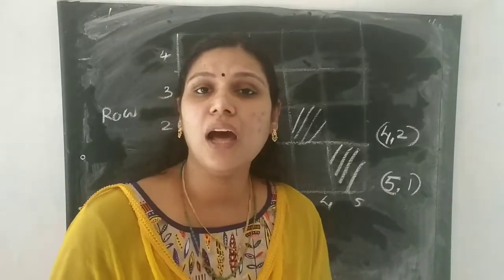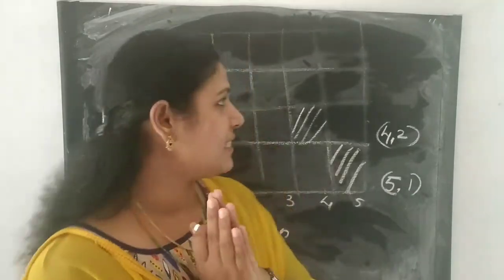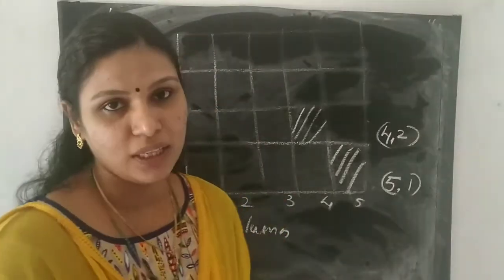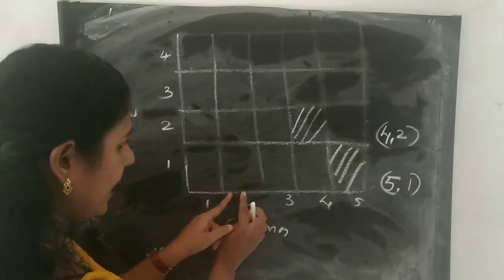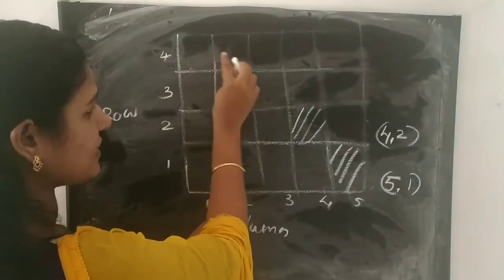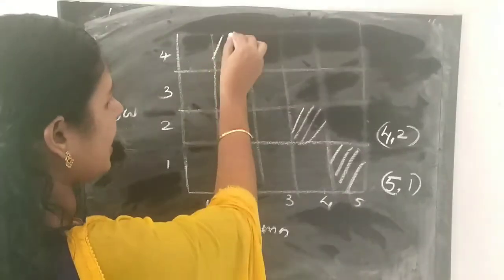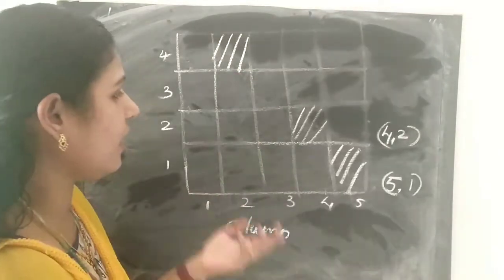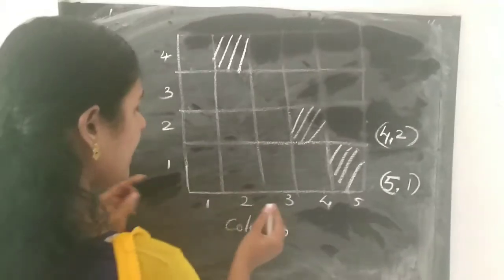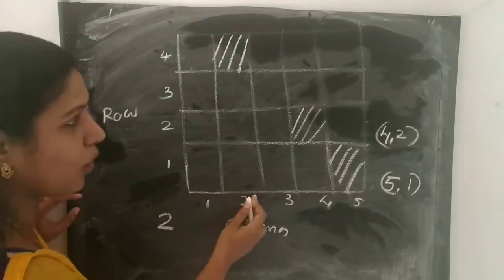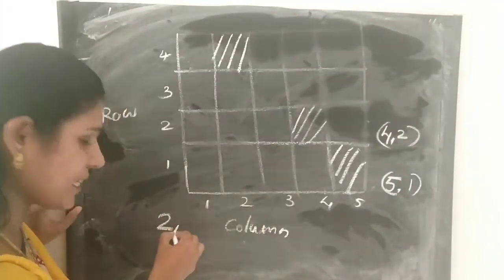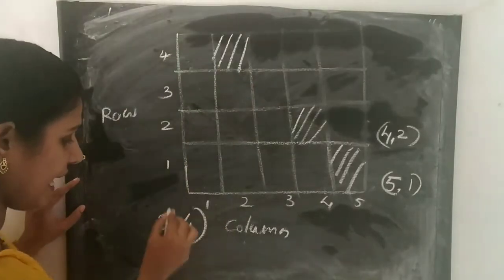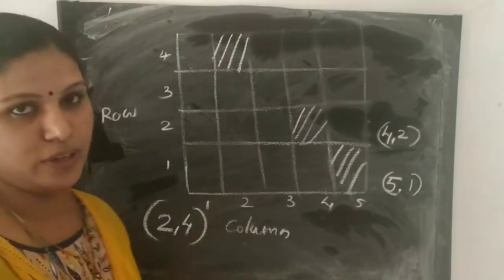Understood? Now Anvia is sitting in the second column and the fourth row. Here is the second column and the fourth row is this. Anvia is sitting here. So how can we write Anvia's position? The second column first and then the row, that is 4. So we can write it as 2, 4.